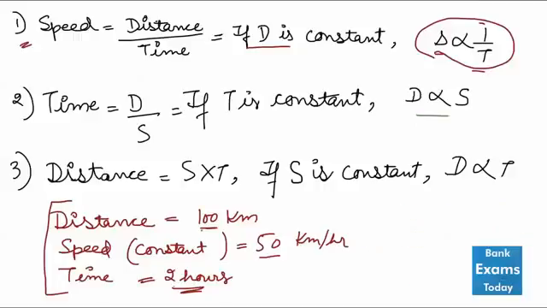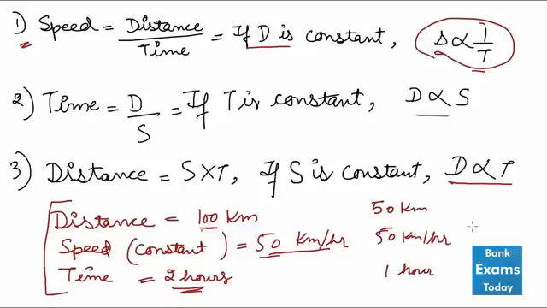The last derivation: distance is equal to speed multiplied by time. In case the speed is constant, the distance is directly proportionate to time. Let's explain with the example. If speed is 50 kilometers per hour, constant, and we have to cover 50 kilometers, we can cover the 50 kilometers in 1 hour.